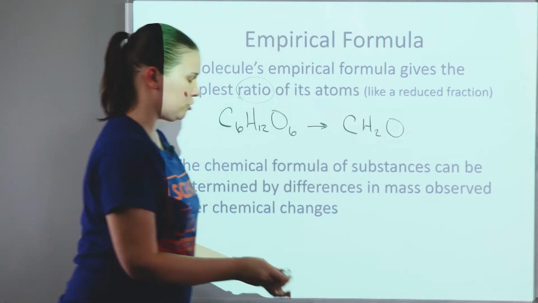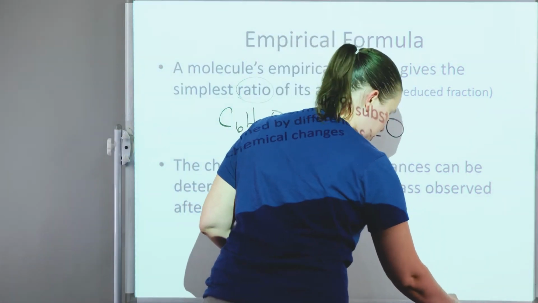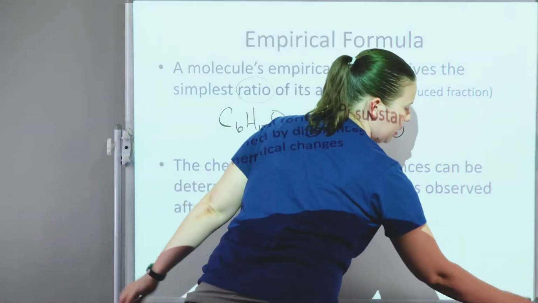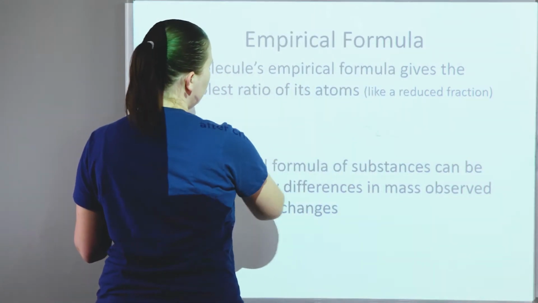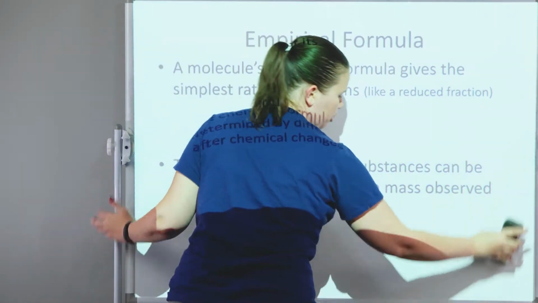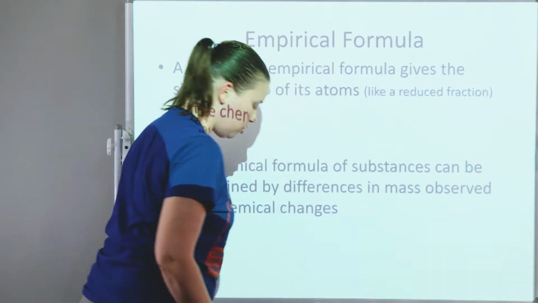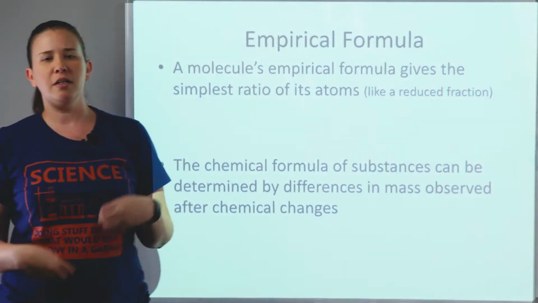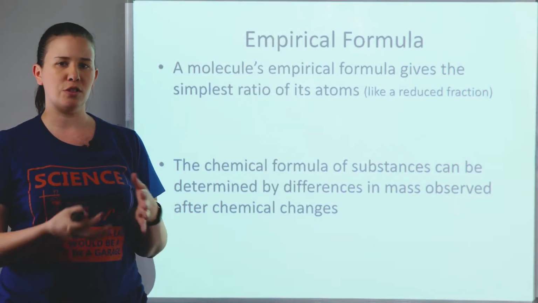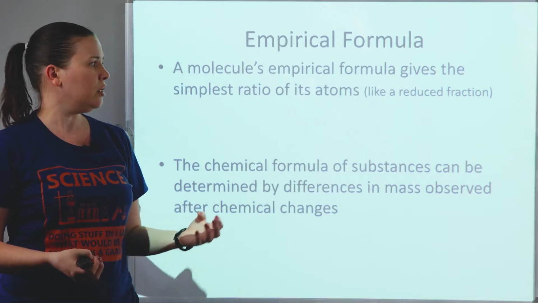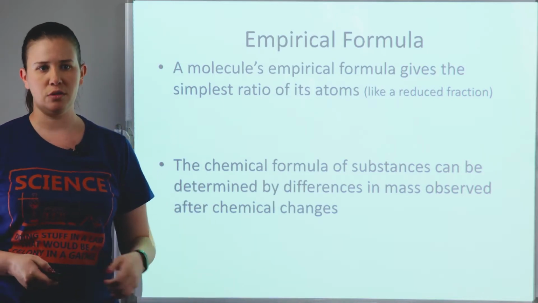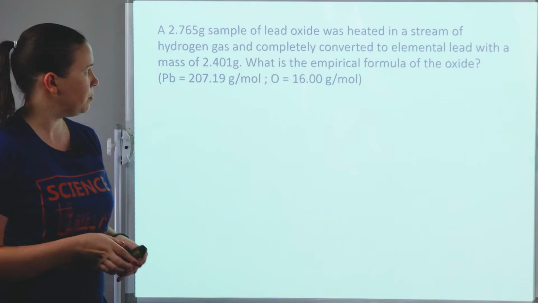A common way to determine this experimentally, keeping in mind that IB has a heavy lab emphasis, is to look at some version of a decomposition, or dehydration in terms of hydrates, some kind of chemical change where we're able to simplify and separate things out in order to determine a ratio. So let's look at an example where that's the case.